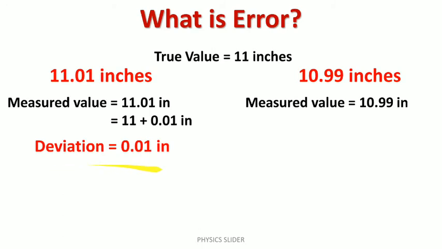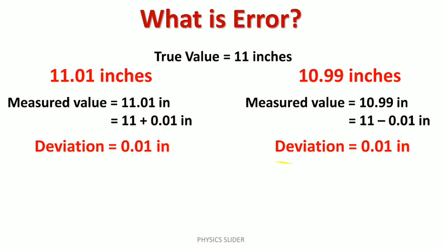The deviation between the true value and the measured value in this case is 0.01 inches. The true value is 11 inches. The measured value is 11 plus 0.01 inches. So this 0.01 inches is the deviation between the measured value and the true value. In the other case, 10.99 can be written as 11 minus 0.01 inches, and here the deviation is 0.01 inches.